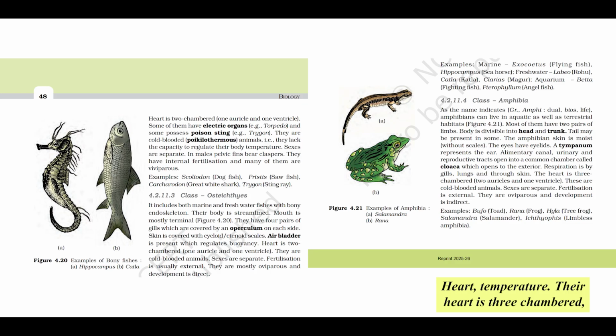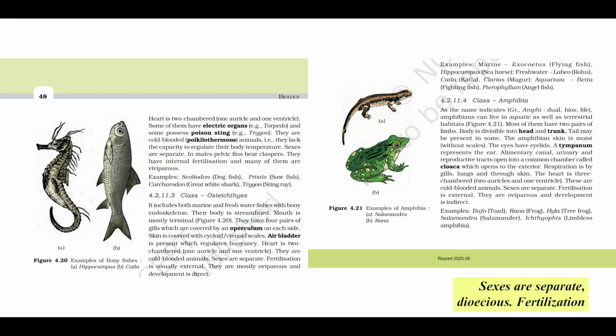Heart, temperature. Their heart is three-chambered, consisting of two auricles and one ventricle. This allows for some separation of oxygenated and deoxygenated blood, but mixing does occur in the single ventricle. They are cold-blooded poikilotherms, relying on external sources to regulate their body temperature. And reproduction. Back to the water. Yes, reproduction typically ties them to water.